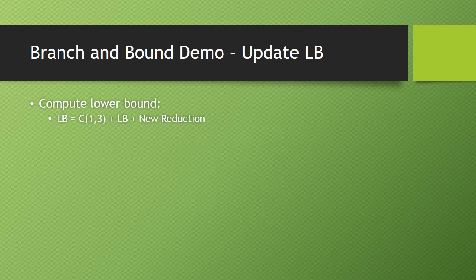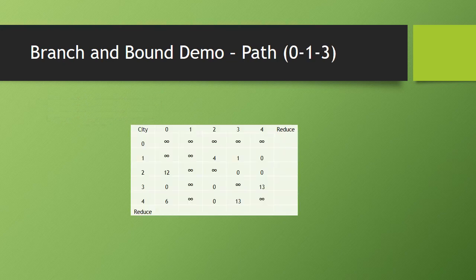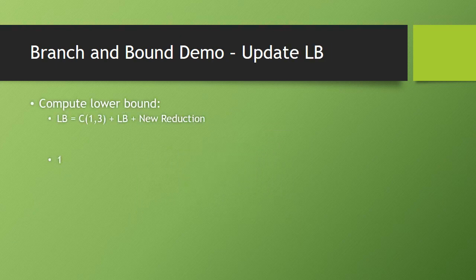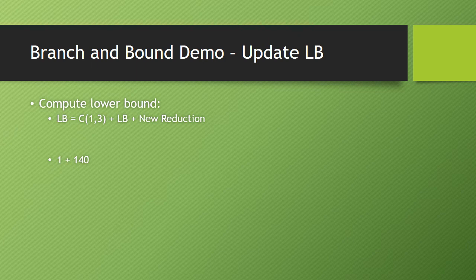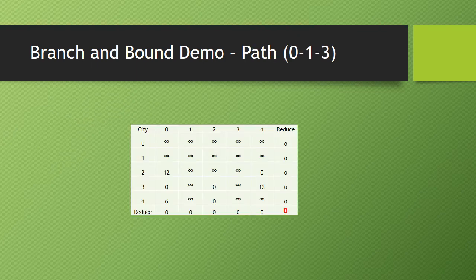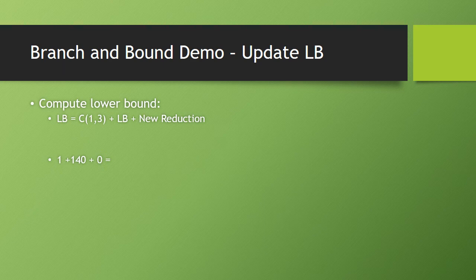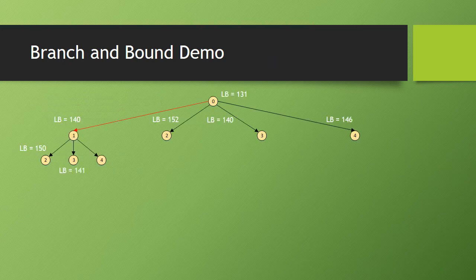So now we look for the cost from 1 to 3, and we find that that is 1. And then we add in our lower bound, which is 140, and then our new reduction of 0, and that gives us a lower bound of 141. And now we're ready to explore city number 4.